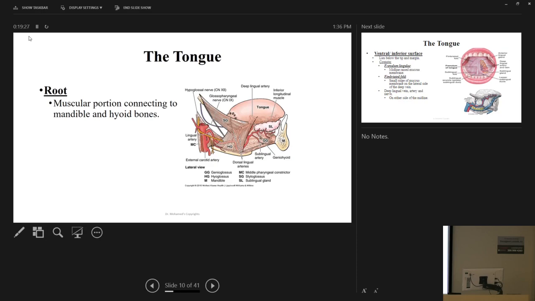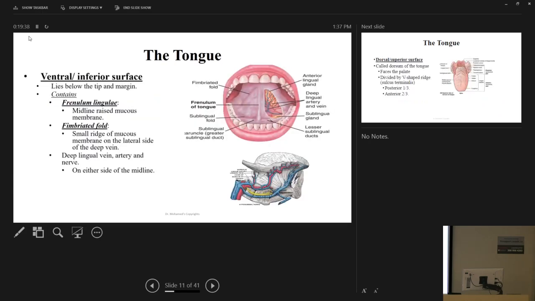Now, those muscles, the genioglossus and the hyoglossus, they make the root, right? Now let's move here. The tongue, this is the ventral or the inferior surface. It lies below the tip and margin and contains these two structures: frenulum linguale. This thing here, this is the frenulum linguale or frenulum of the tongue, right?